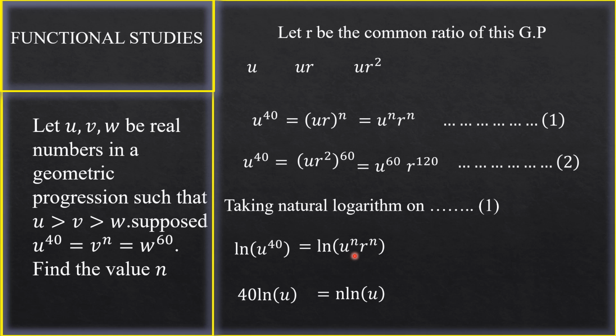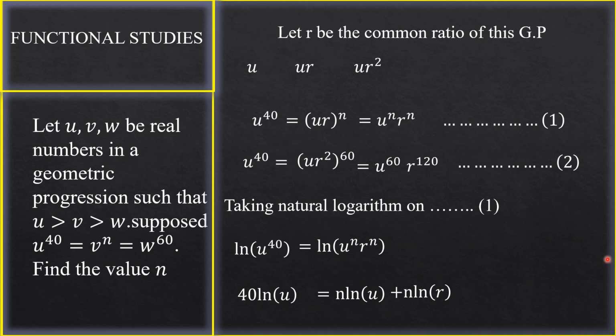So since it's a product, according to the laws of natural logarithm, this will be the natural log of U to the power N plus the natural log of R to the power N. The natural log of U to the power N is just N natural log of U, since the power will go behind, plus N natural log of R, since the power also goes behind. That's applying the product to sum relation.